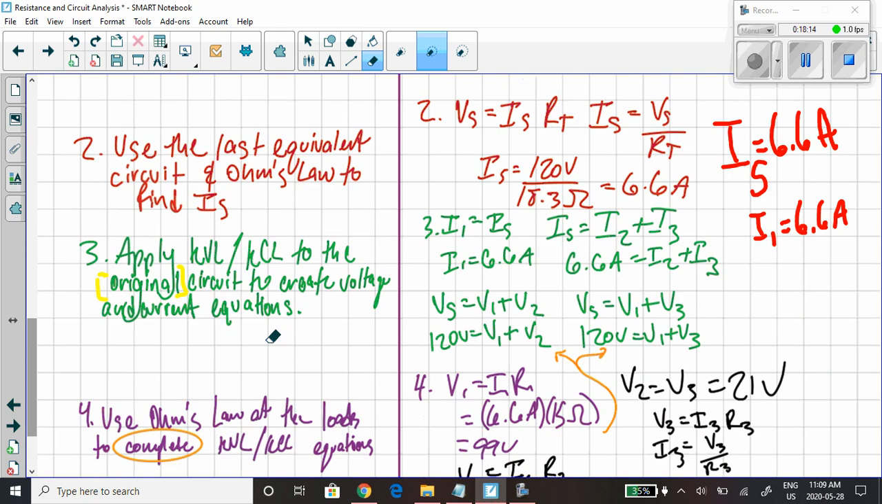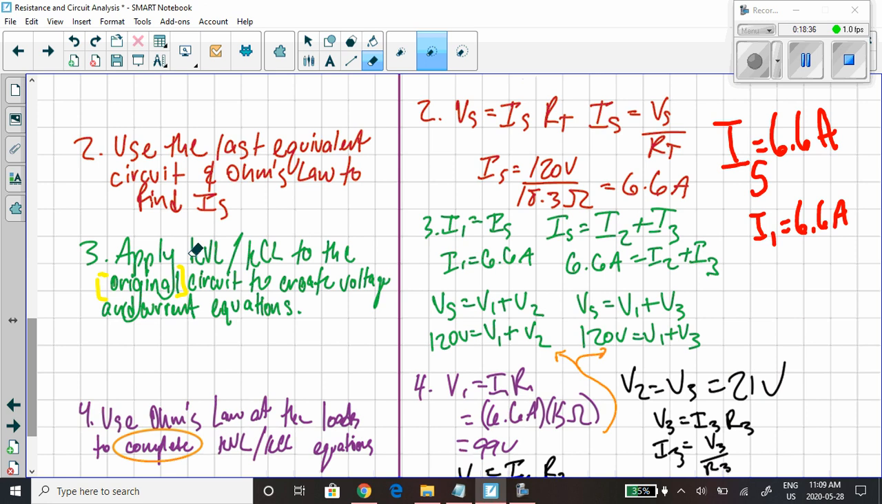Look, IS is equal to I2 plus I3. And then we put in 6.6 amps for IS because we know that. And then we have I2 and I3. Well, we got two unknowns in the equation. We can't solve it right now, but that's okay. We still have other work to do. We're just going to leave this aside for a little bit.